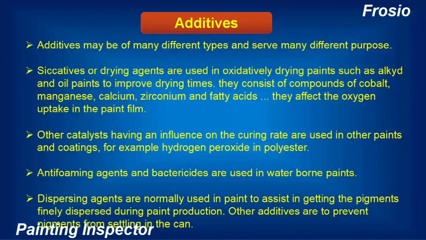Dispersing agents are normally used in paint to assist in getting the pigments finely dispersed during paint production. Other additives are to prevent pigments from settling in the can.